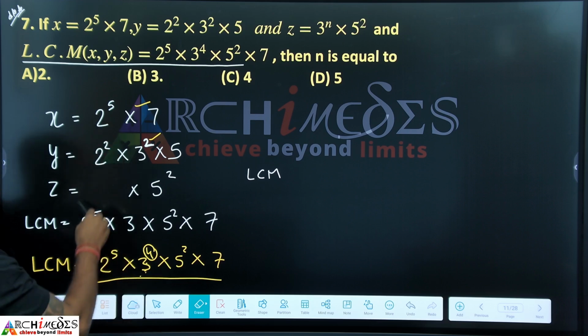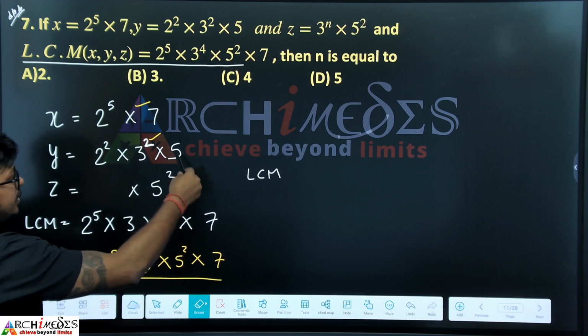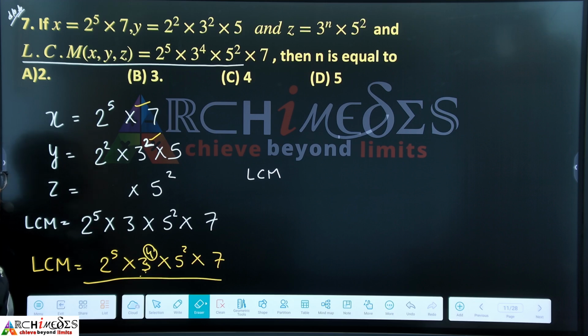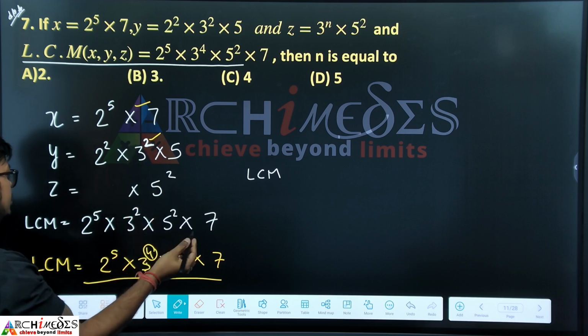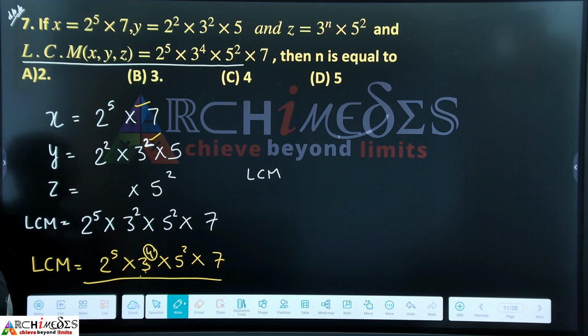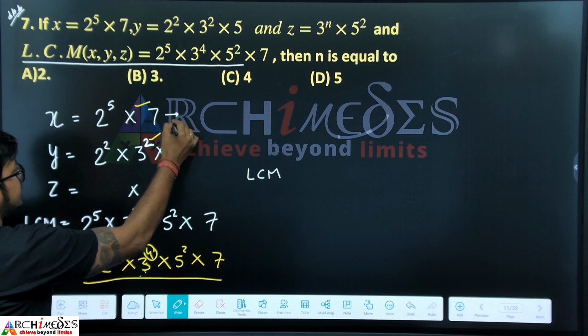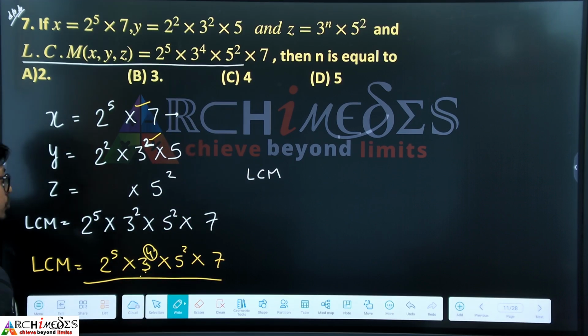For here 2 I will write, 3 I will write, 5 I will write, 7 I will write. Yes or no? 2 highest power 5. Do you agree? Forget about this yellow highlighted, yellow written, okay? So 3 highest power is 2, you will write. Yes or no? Is there 3 present in X, dear? No. You have written this 3 from where? Here.